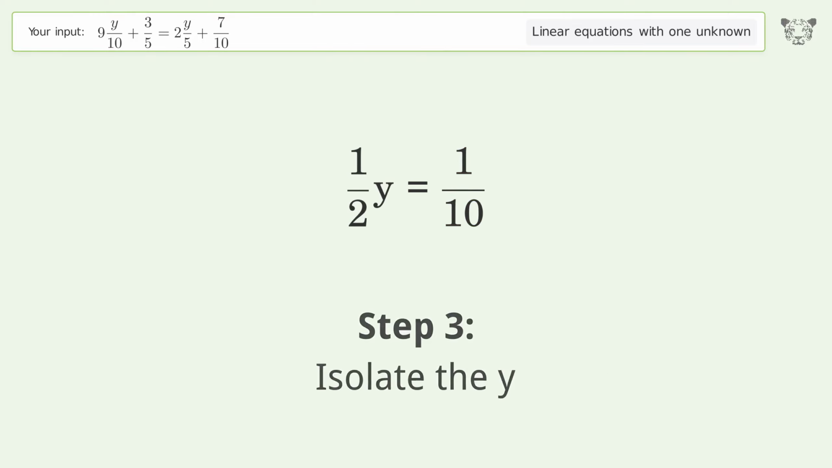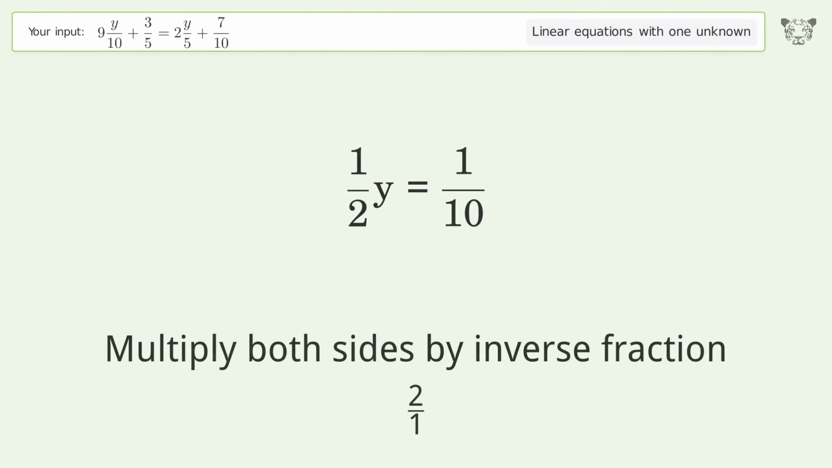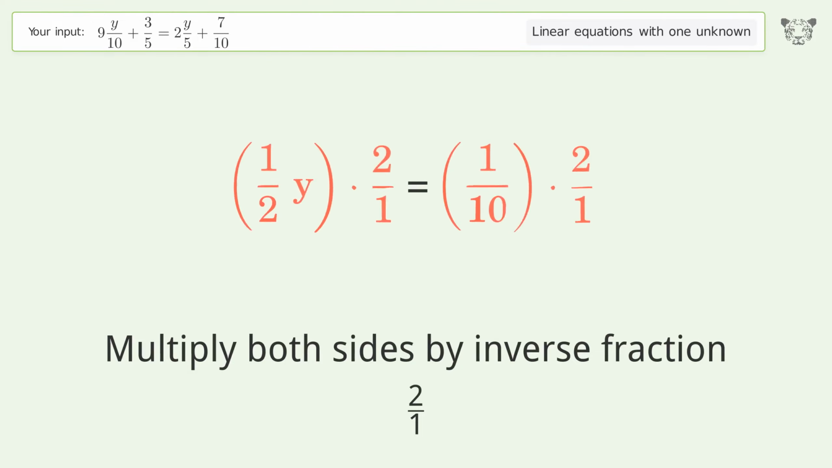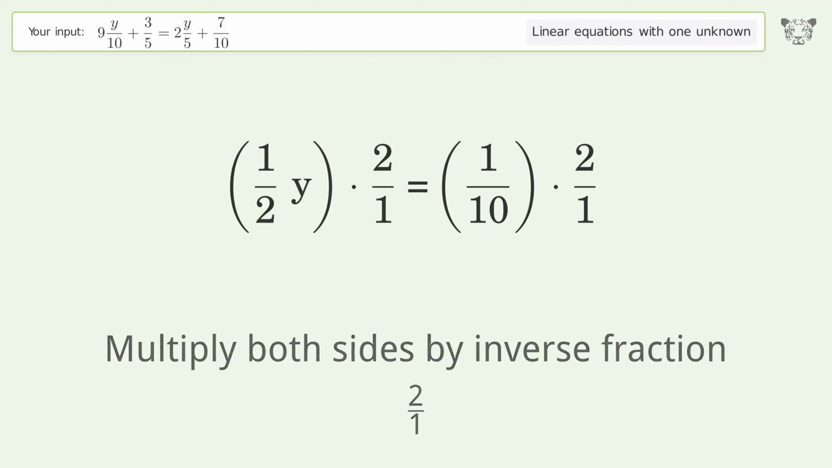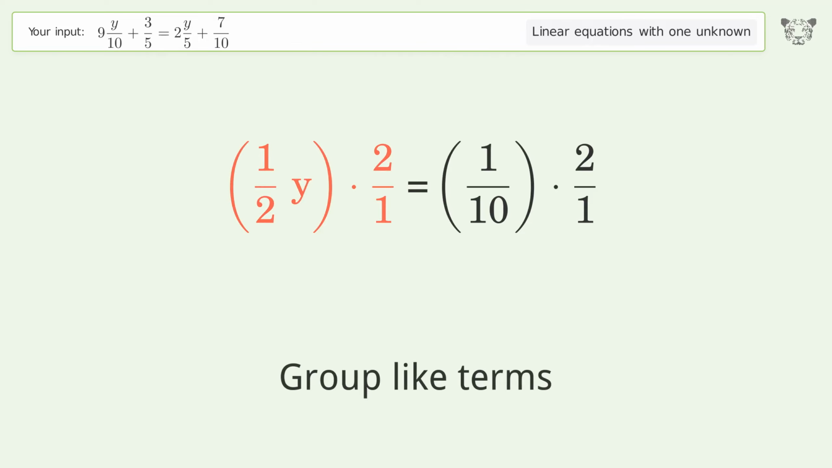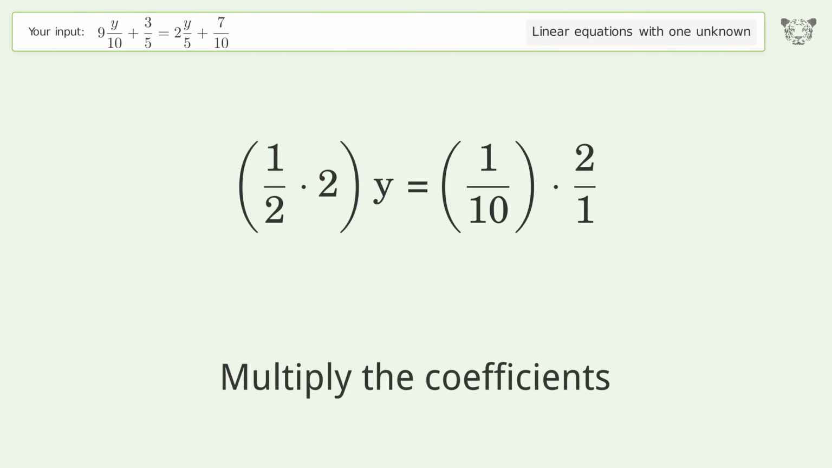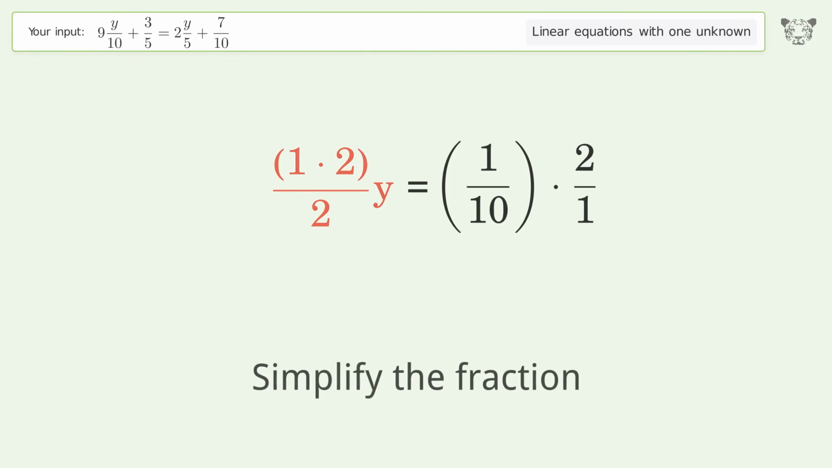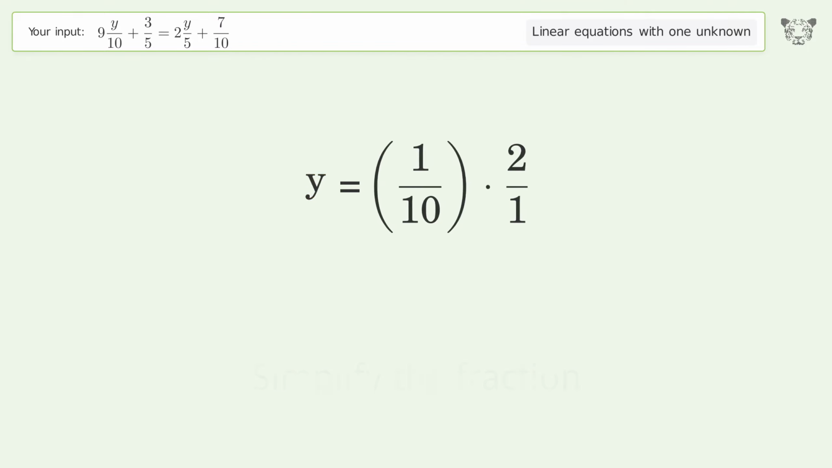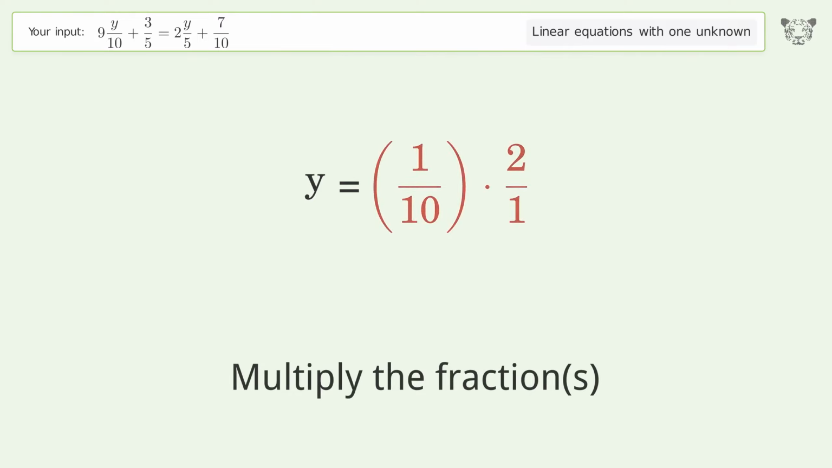Isolate the y. Multiply both sides by inverse fraction 2 over 1. Group like terms. Multiply the coefficients. Simplify the fraction. Multiply the fractions.